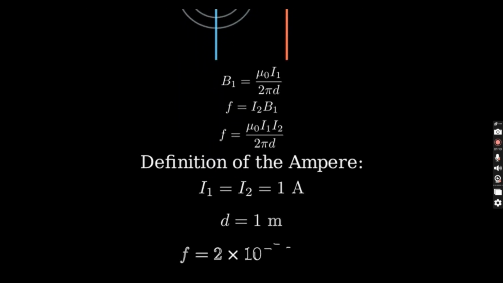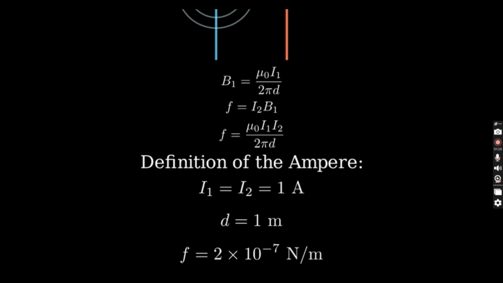1 ampere is defined as the constant current which, if maintained in two straight parallel conductors of infinite length placed 1 meter apart in vacuum, would produce between these conductors a force of 2 times 10 to the minus 7 newtons per meter of length.